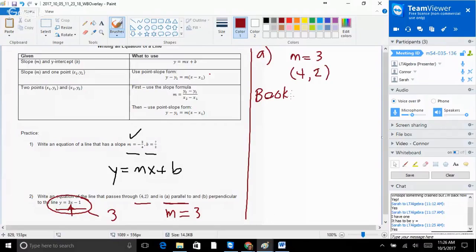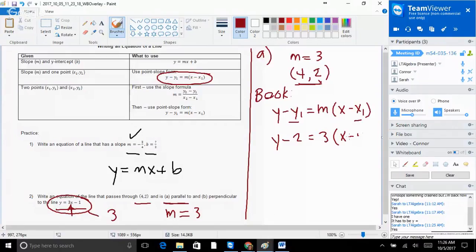So the book way is to use the point slope form, which is right here. So we say that y minus y sub 1 equals the slope times x minus x sub 1. Okay, and this y sub 1 and x sub 1 represent your set of points that you have. All right, so we would say y minus 2 equals 3 times x minus 4, because that's our x sub 1. We just basically plug in our 2 points.